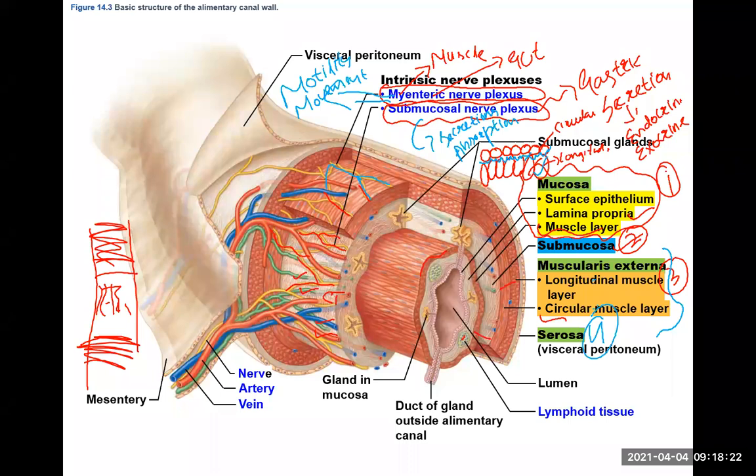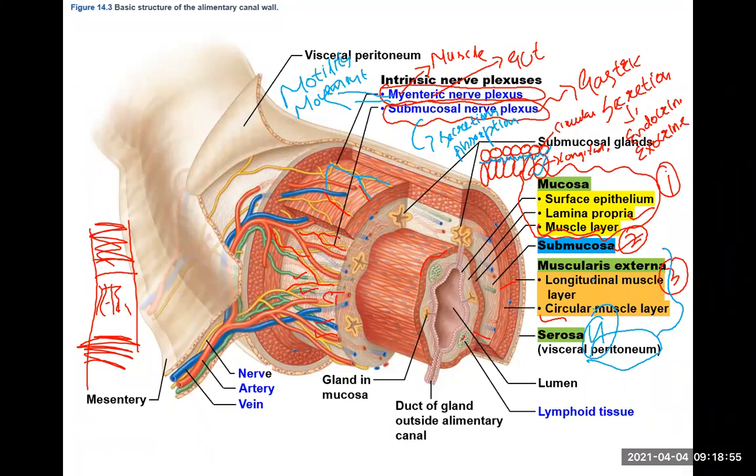So, why do we call it peritoneum? Remember, the serous layer has different names in different parts of the body. In the lungs, we call it what? Pleural membrane. In the heart, we call it pericardium. But in the digestive system, we call it what? The peritoneum. So this is a specific name for the serous membrane present in the abdominal cavity. Clear till now?